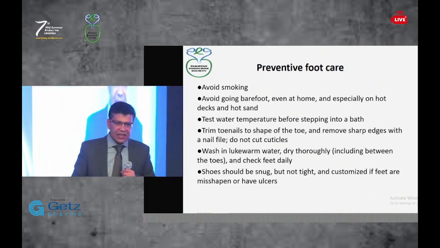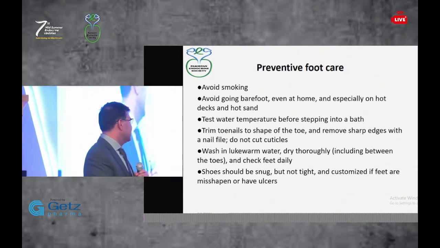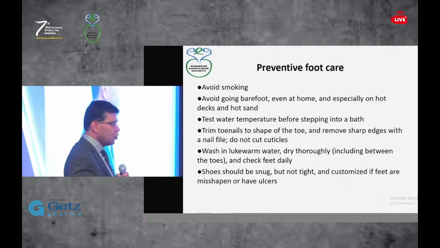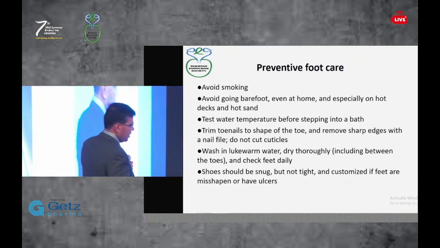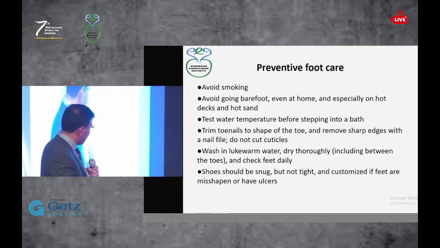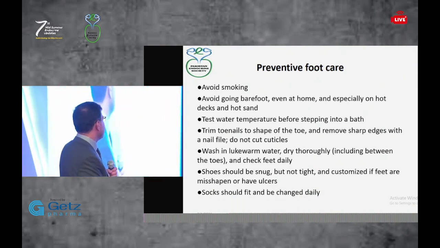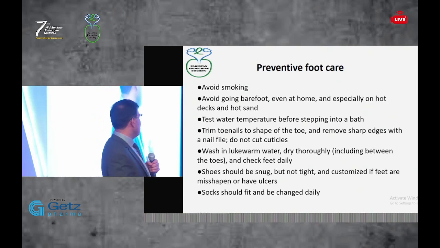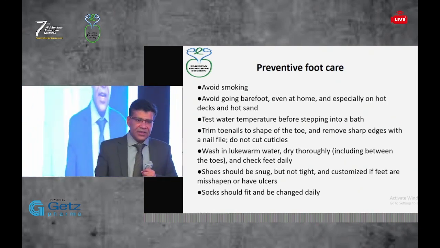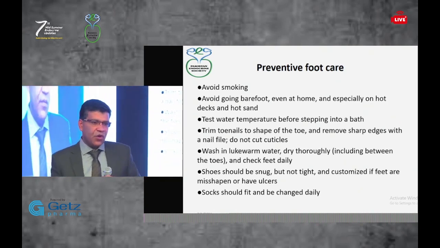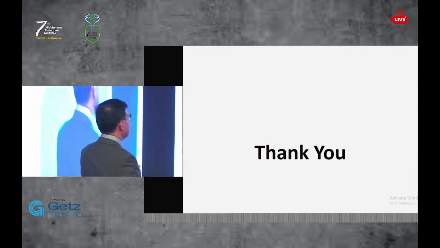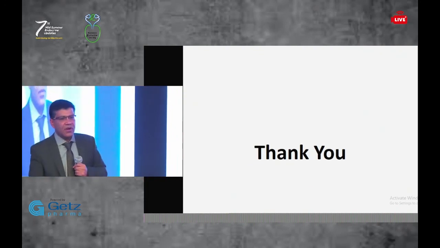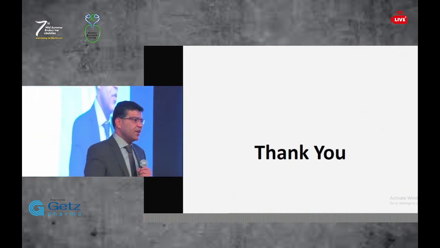Shoes should be snug but not very tight, and they should be customized if there are any deformities or any ulcer present. Socks should be dry and made of cotton, not nylon, and should be changed daily to avoid the complications of diabetes.